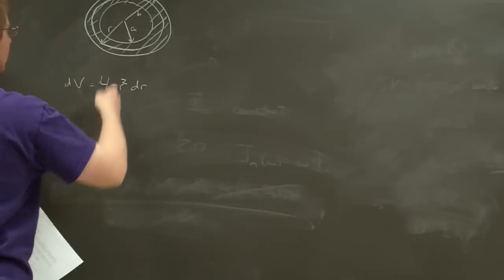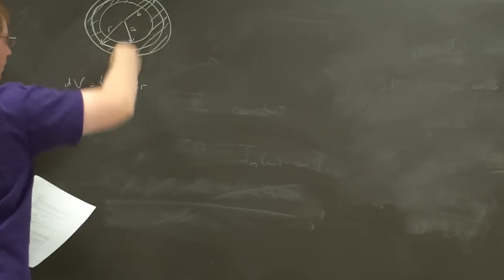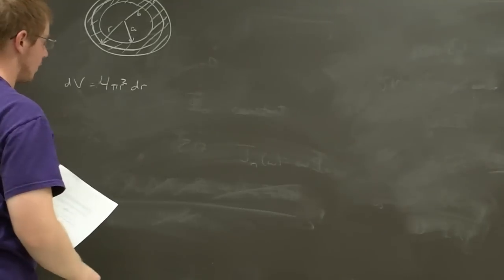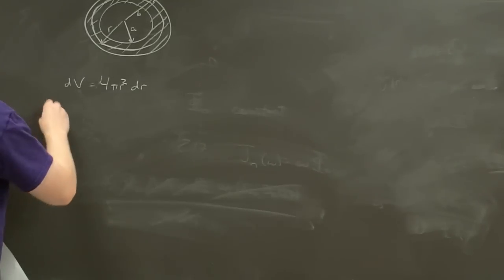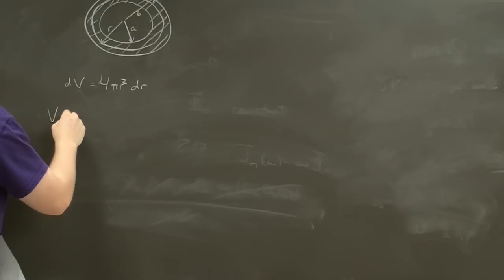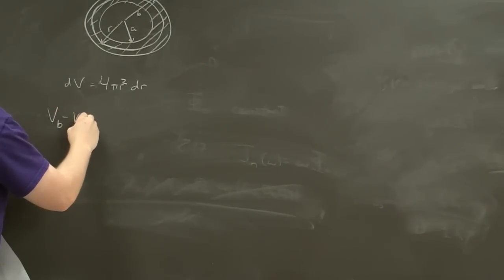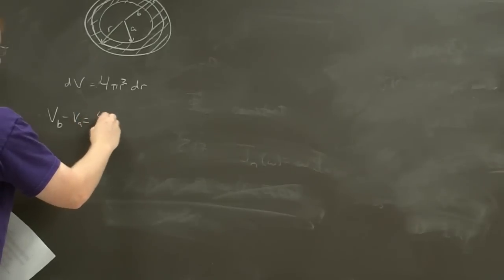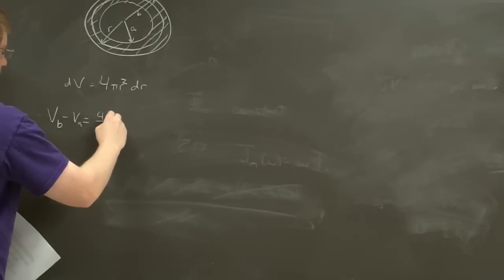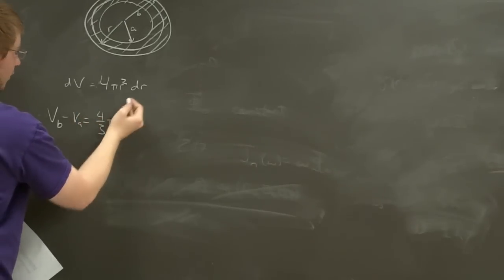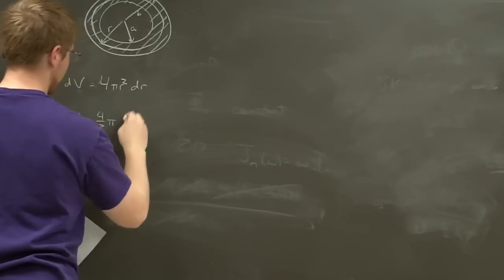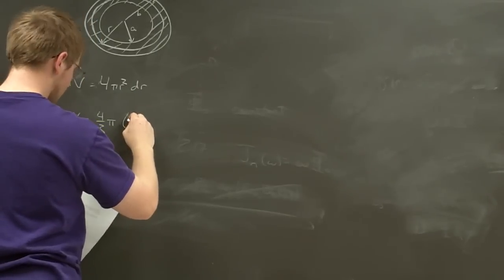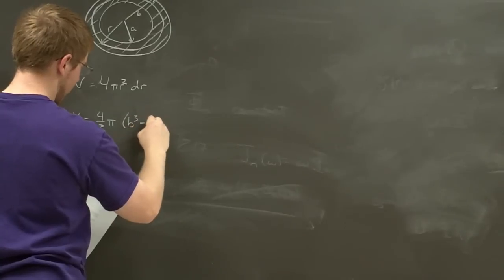And the entire volume of this spherical shell is going to be the volume of sphere B minus the volume of sphere A, which is going to be 4/3 pi r cubed, the equation for a sphere, right? So this is going to be B cubed minus A cubed.